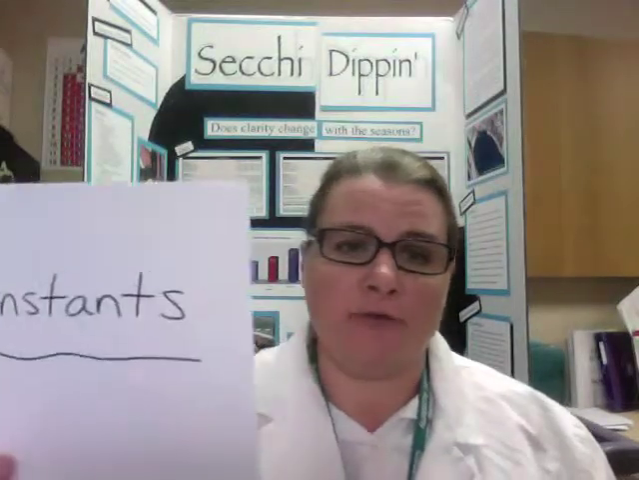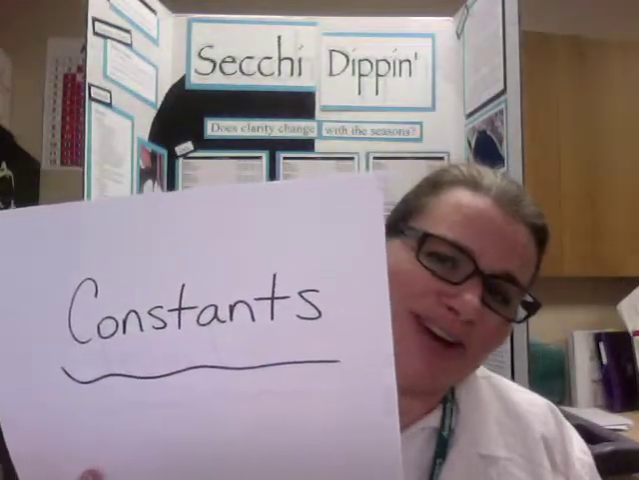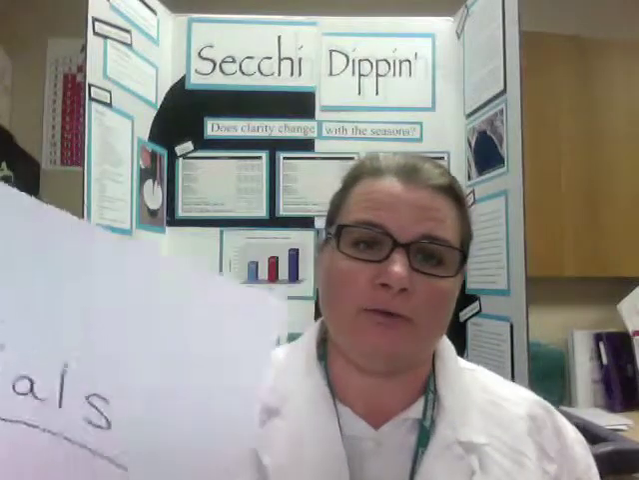Now, what you keep the same are called constants. So every science fair experiment needs something you're changing, something you are measuring, and then the rest of the variables you're keeping the same. You're not changing everything. You want to keep them as constant as possible. And then the last term you need to know is the term called trials. And what trials are is duplicating your experiment over and over.